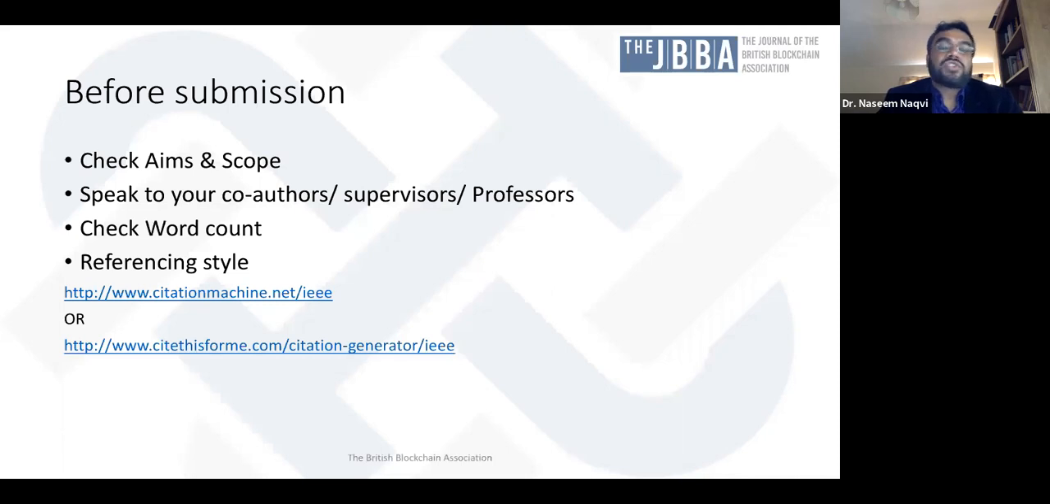Check the word count. For JBBA, it's 5,000 words, excluding references. And it's very important to cite the references in the correct style and format. Every journal has different guidelines. For the JBBA, we use IEEE, which is very easy. You don't even have to write the references manually. If you just want to cite an article, there are so many different free software tools and websites available. There are a couple of them here. They will cite the reference in the correct IEEE format for you.